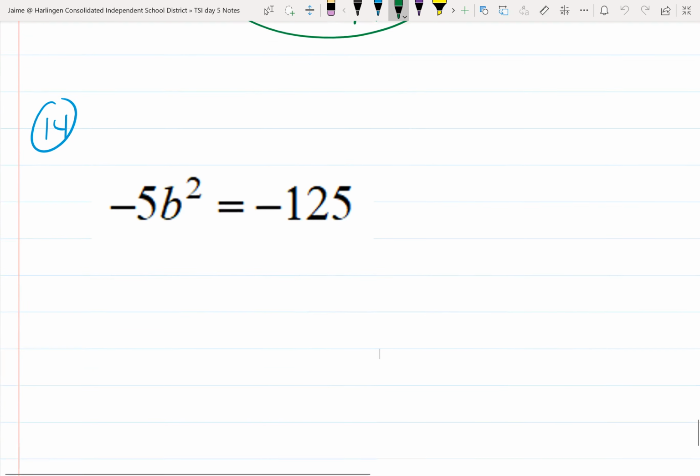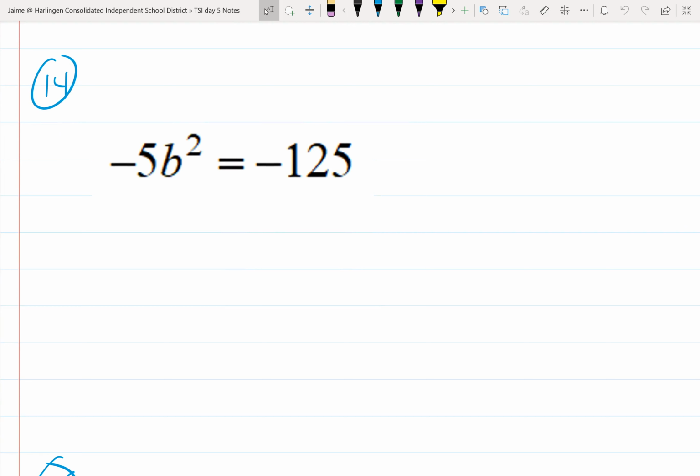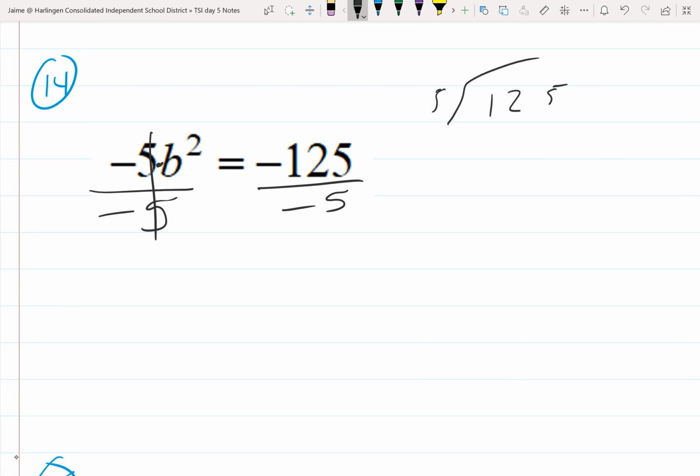So number 14. Number 14, we're going to solve for the letter B, right? So there's a 5 in the front. So how do I get rid of this 5? Remember that it's being times. I see some of you still want to do a plus here, but it's not. It's divide by negative 5. Divide by negative 5. 125 divided by 5.